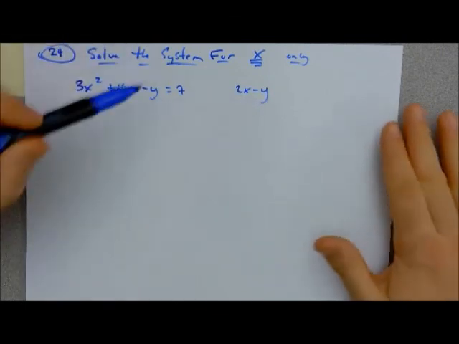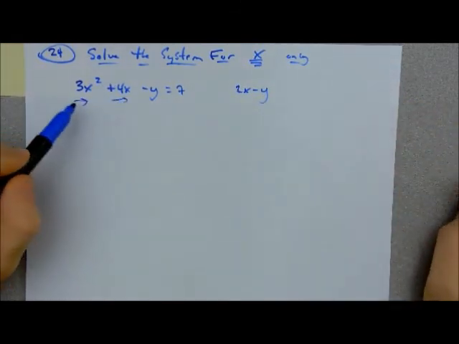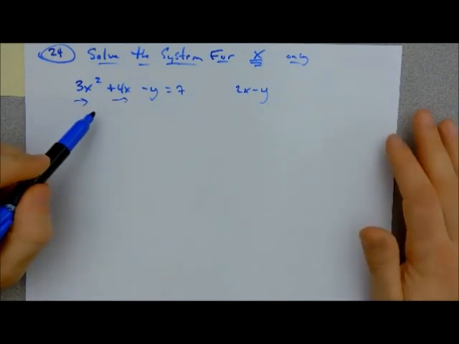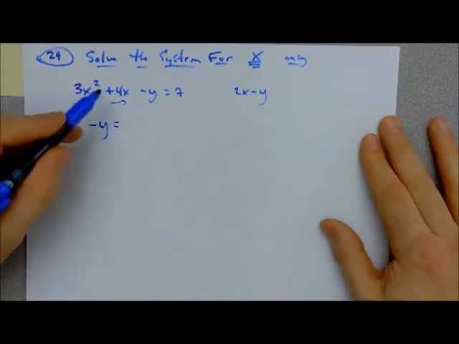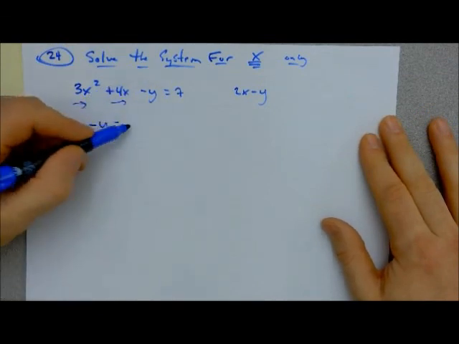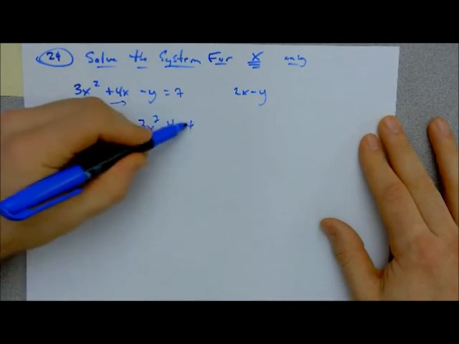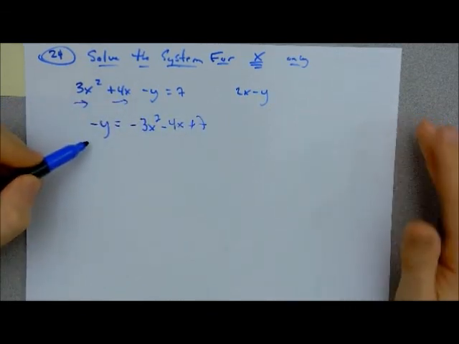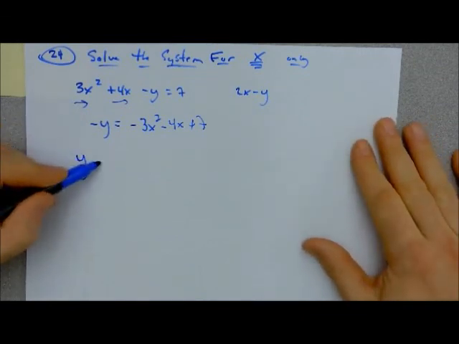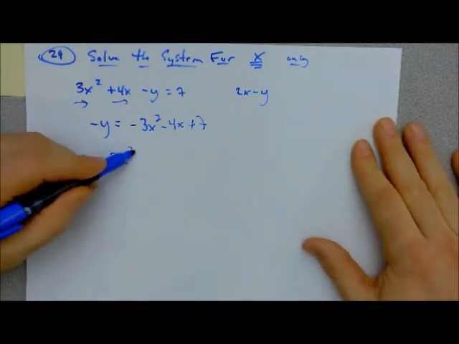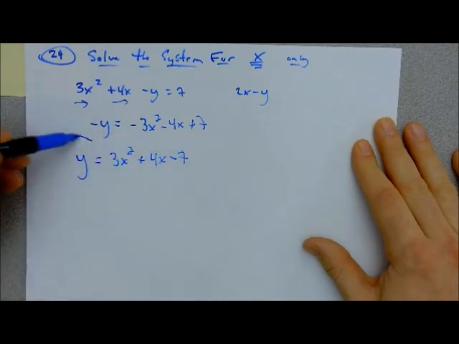So for this first one, I want to get the 3x squared out of there. I want to get the 4x out of there. They're both positive currently, so to get them out of there, it's done by subtracting. So you can say negative y is equal to, we're going to subtract these and toss them to the right. So that's negative 3x squared minus 4x plus 7. I don't want negative y, I want y, so I'm going to divide both sides by negative 1. Y is equal to 3x squared plus 4x minus 7. That is one of them.